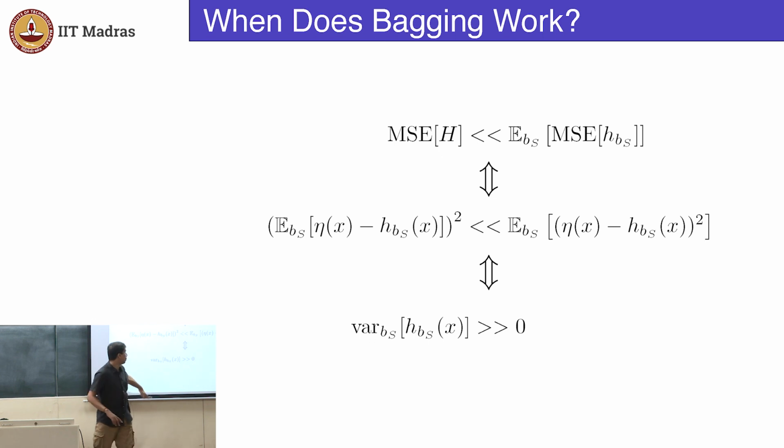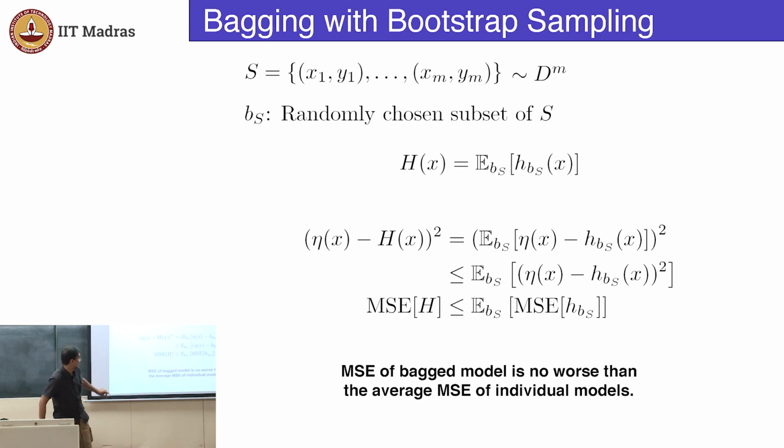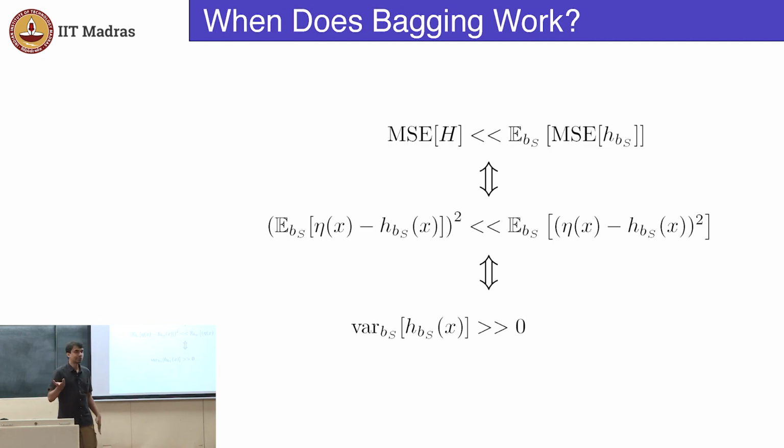So don't worry about the math part of it. The only thing that you need to take home is these 2 messages. That's the mean squared error of the bagged model is no worse than the average MSE of the individual models. And when will it be much lesser? It will be much lesser when the individual models are all very different. That's all that you need to take home. So any questions on these 2 messages?